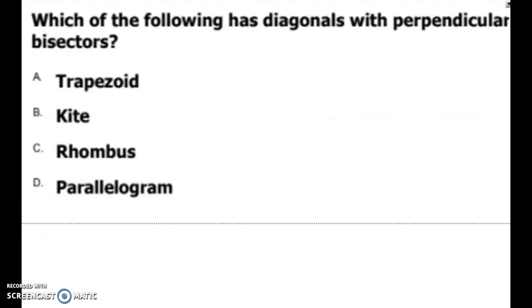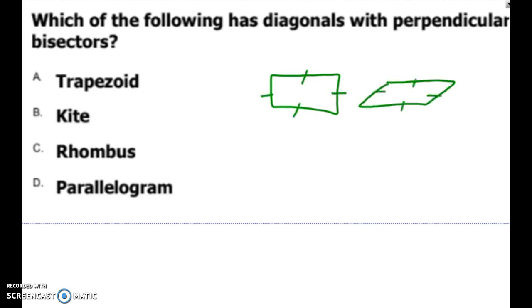Which of these has diagonals with perpendicular bisectors? Again, another one with the perpendicular bisectors that people got tripped up on. If you have perpendicular bisectors, you have to have four congruent sides, whether it's a square or a parallelogram, or a rhombus, excuse me. So a rhombus has perpendicular bisectors.